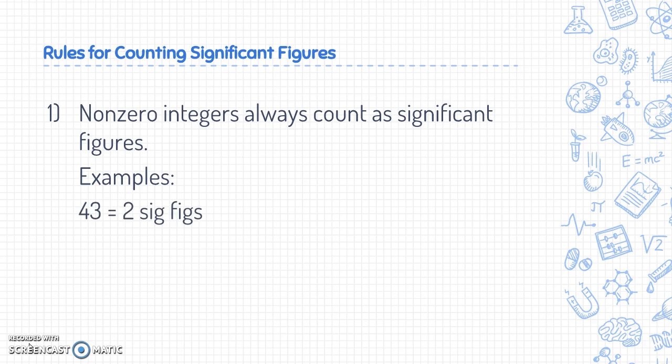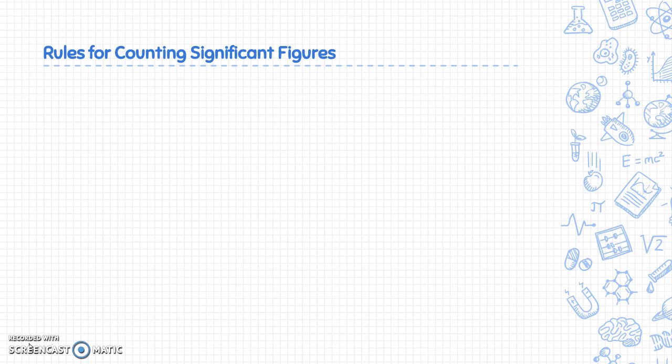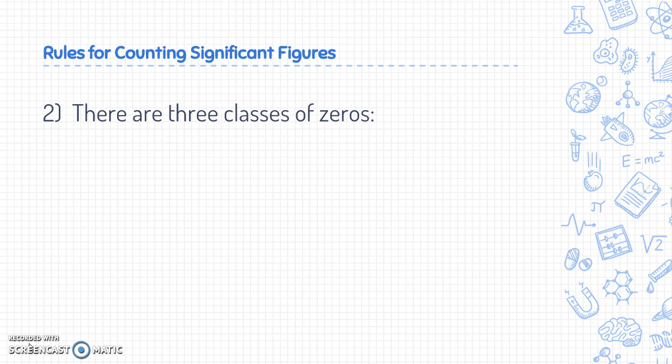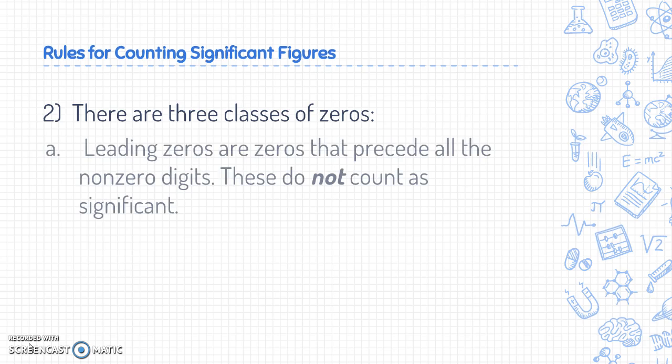So for example, in 43, there are 2 sig figs. In 282, there's 3. In 0.911, we start with the 9. That's 3 significant figures. What it really comes down to is zeros, and there are 3 different classes of zeros.